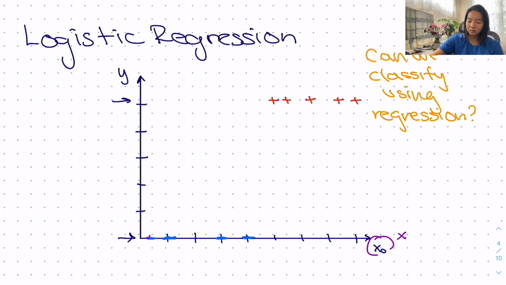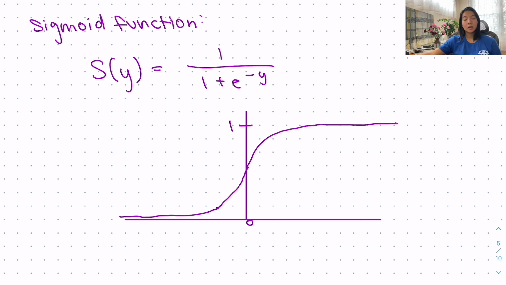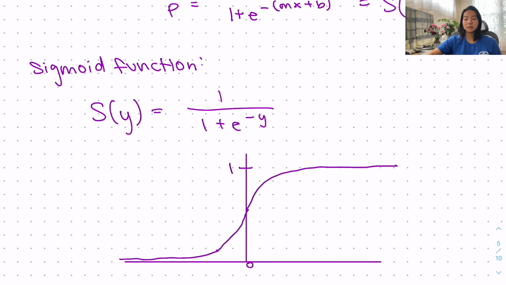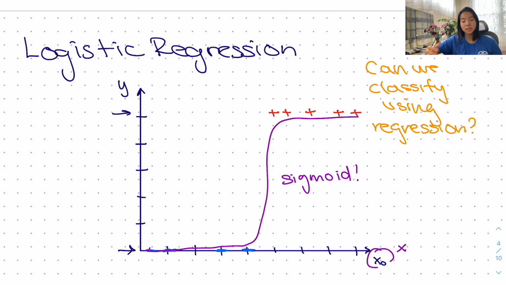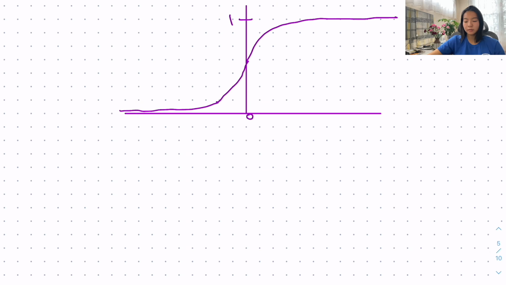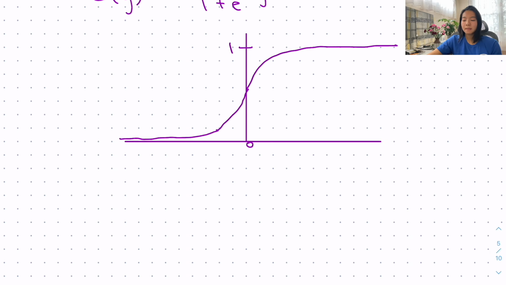Oops, let's draw it sharper. But it fits our shape up there a lot better, right? All right, so that is what we call logistic regression. We're basically trying to fit our data to this sigmoid function, okay?